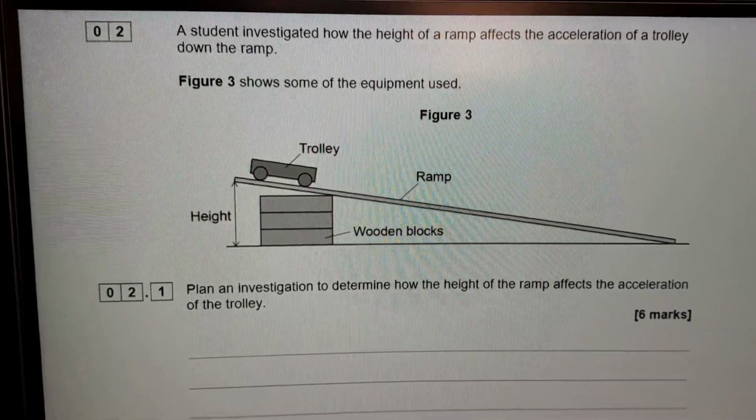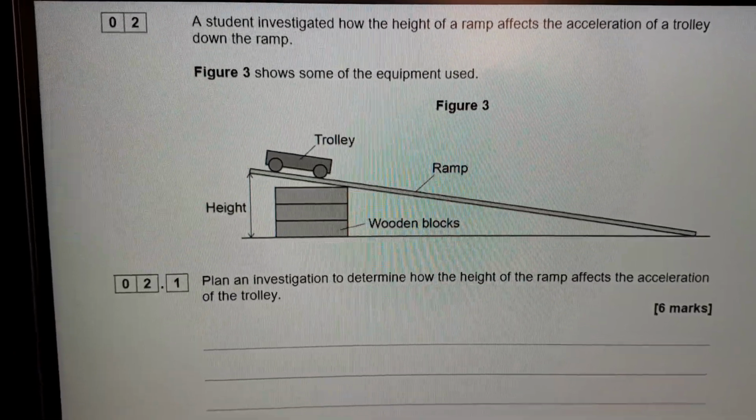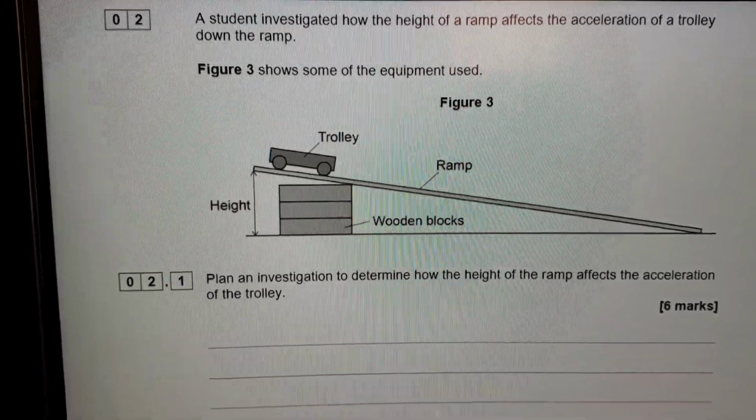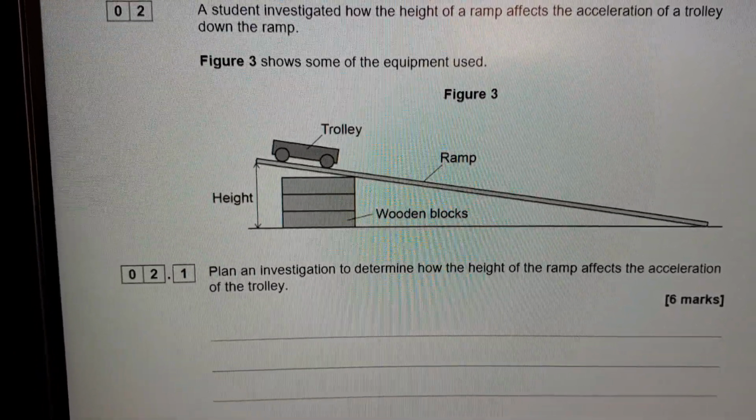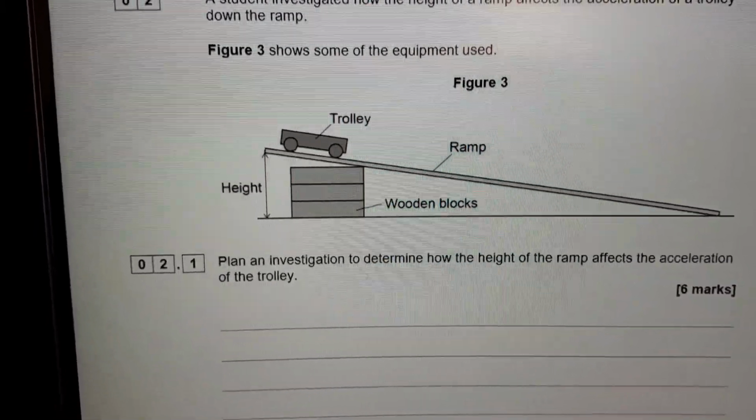Okay, let's try a few questions. We're going to start with a 6-marker, question 2. Here we go. We've got height of the ramp affecting the acceleration of a trolley down the ramp. Here is some of the equipment used. How are we going to figure this one out?